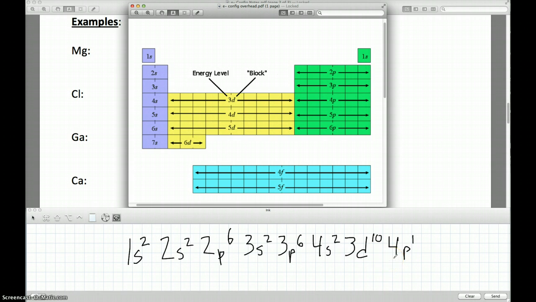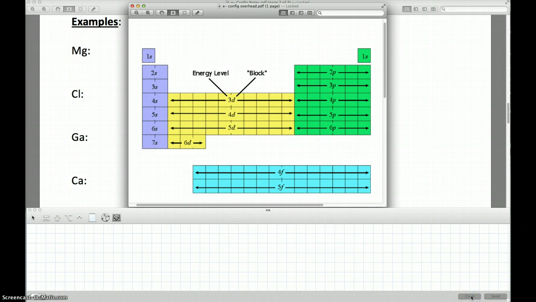So I'm going to pause it real quick here, and what I want you to do is the electron configuration for calcium. So pause the video, try calcium on your own, and when you unpause it, I'll go over it. So take a second, pause the video, try calcium on your own on a separate piece of paper, or I guess write on the notes too if you wanted to. And when you're done, restart it and we'll go over it.